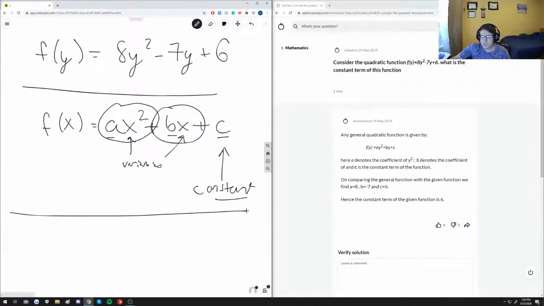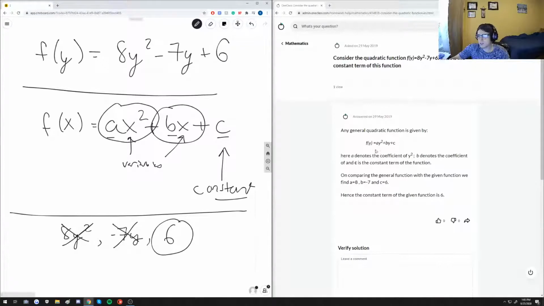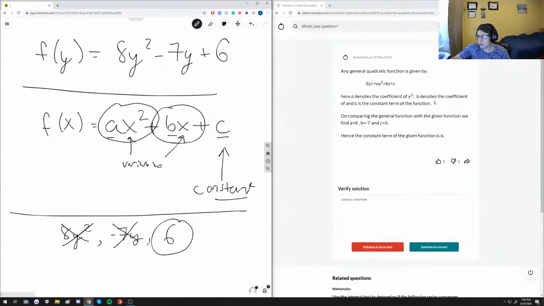All right. Going back to the original question, we see that in our quadratic equation, we have three terms. We have 8y squared, we have minus 7y, and we have 6. So two of these terms do rely on y and always change with y. So that's these two terms. So the one term that is always the same, no matter what value of y you plug in, is this 6. So we could say that 6 is the constant term of our function, and that is the answer to the question.